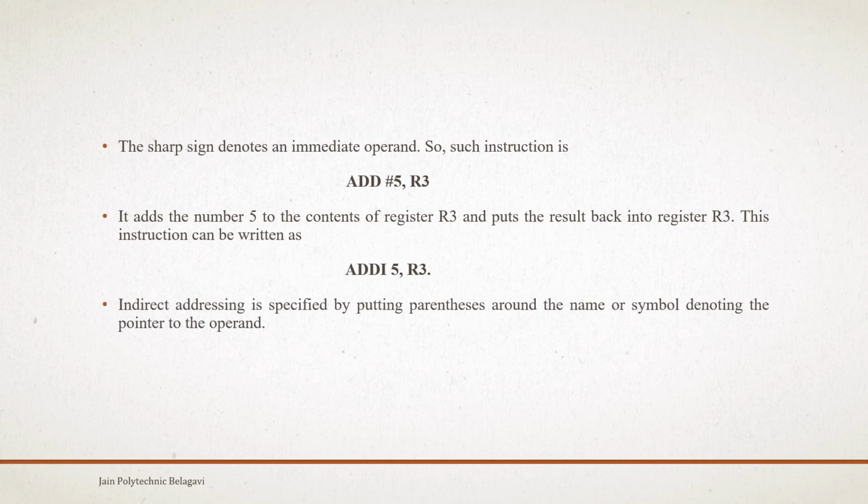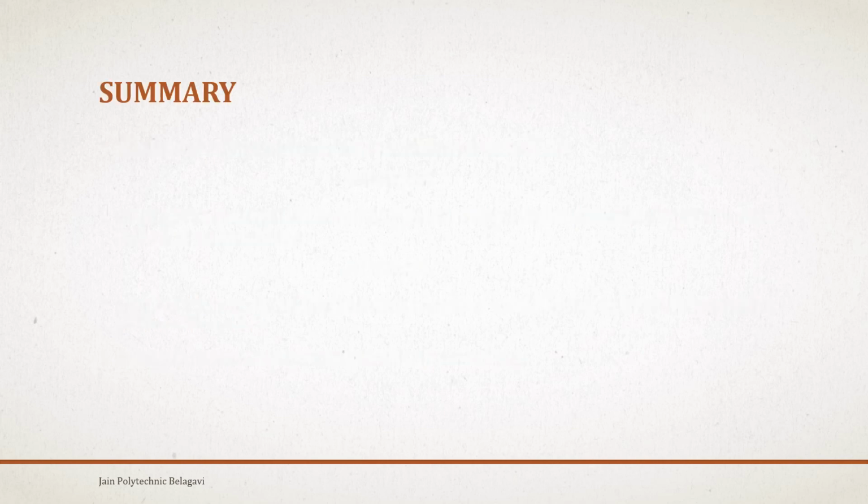Indirect addressing is specified by putting parentheses around the name or symbol denoting the pointer to the operand. As we have discussed, in the same example, move hash 5 comma bracket R2, the bracket around R2 means we are using indirect addressing mode. R2 acts as a pointer to the operand, so it is called an index register. This can be written as move I 5 comma in bracket R2. Here there is no need to write hash.